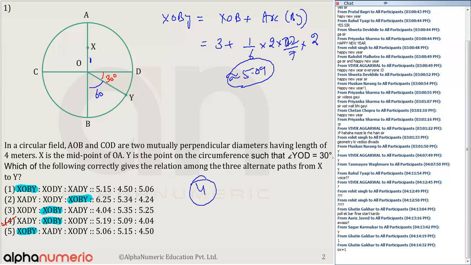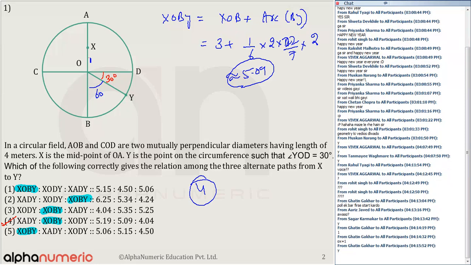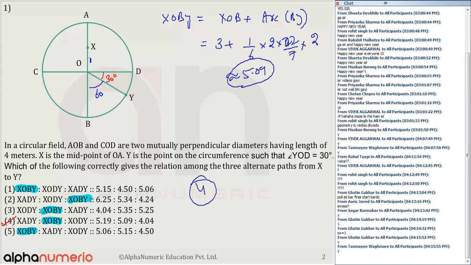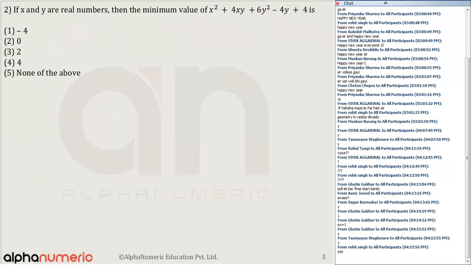Please tell me. All right. Okay. So question number 2. 28% of you had said option C, that is 3. That's the correct answer. The correct answer is definitely option number 3.